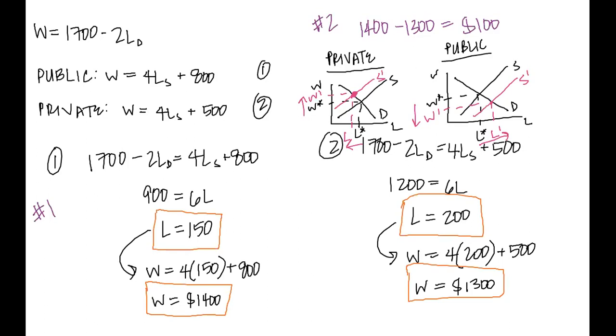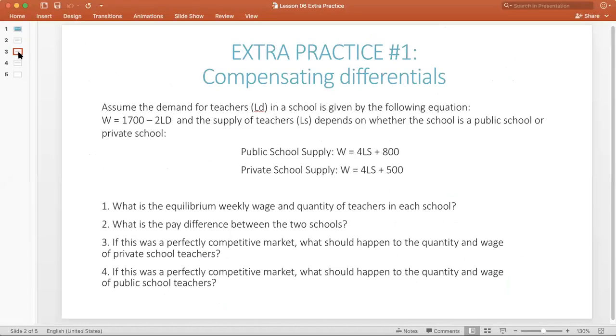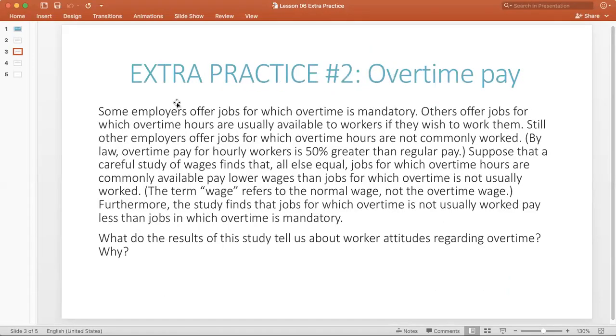But that is all of that one. So then moving to number 2, overtime pay. These last two, like I said, are more conceptual, so really you just have to follow the answer given on Canvas. There's not much more I can say, but I'll still go over it.